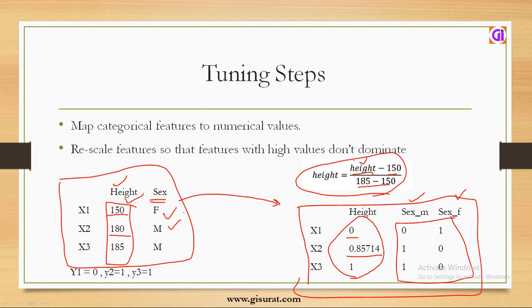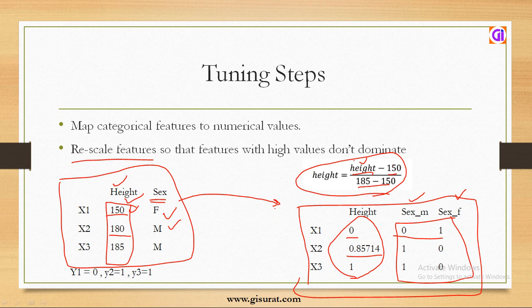Whatever data has the female value, put 1 in that female column and 0 in the male column, and so on. The second problem is we have to rescale the feature values. If you convert or map like this, then you have to rescale the other feature values. Why do we have to rescale? Because some feature values have a higher value. For example, here I had 150, 180, 185, and here I have 0, 1. So we have to rescale that.